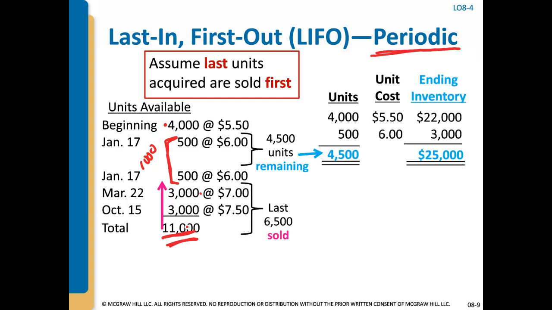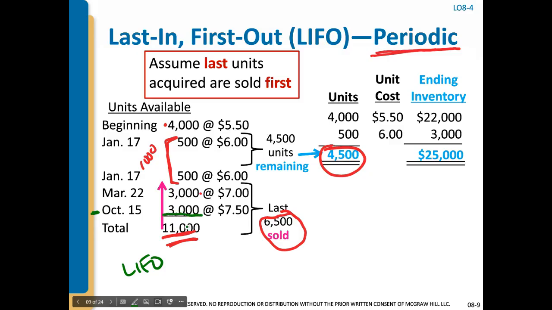The problem tells us that we have 6,500 and have 4,500 remaining in inventory. And so for the units that are sold of the 11,000, last in, first out, LIFO means the most recent purchased inventory, which in our case, the most recent is October 15th, is the first one out, meaning it's the first one to be allocated to cost of goods sold. So we sold 6,500.